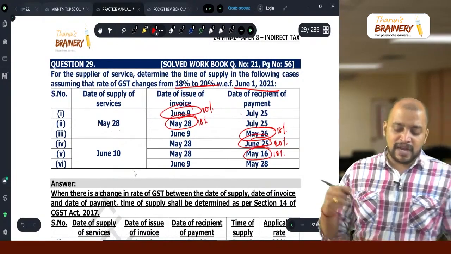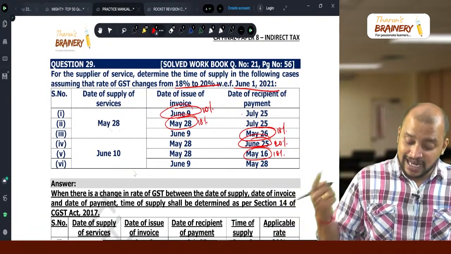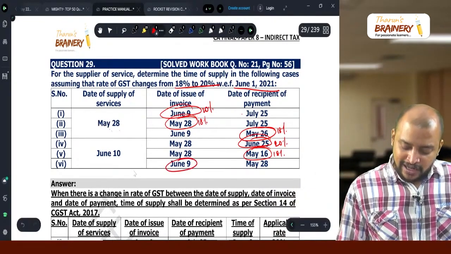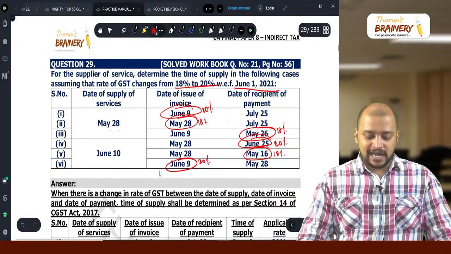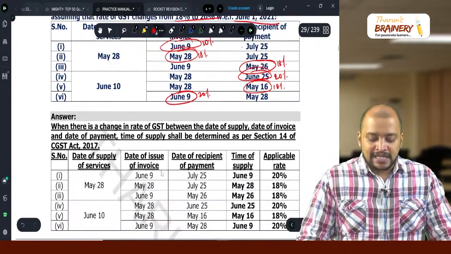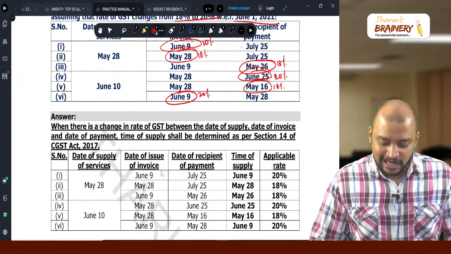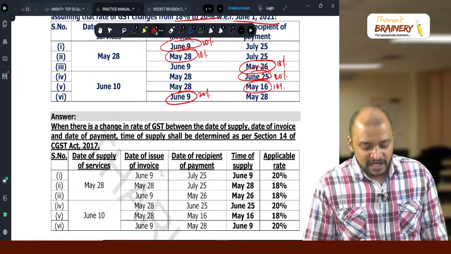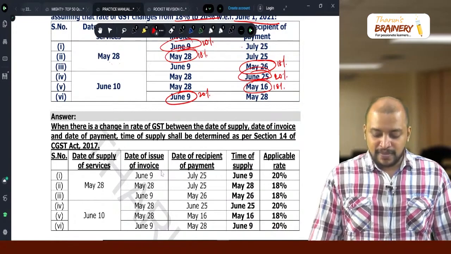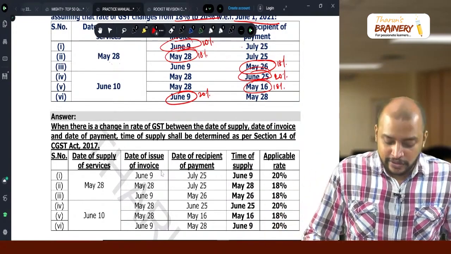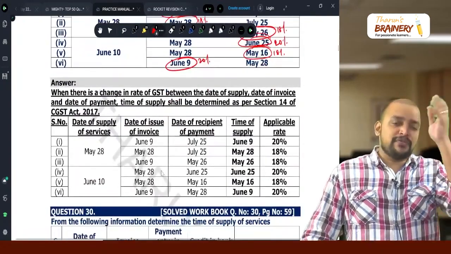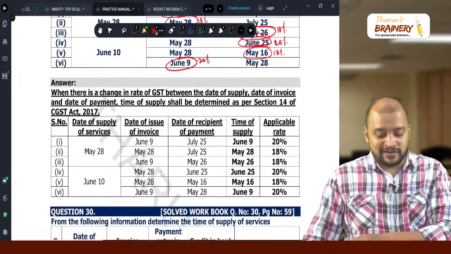Then June 9, May 28, one before, one after, whichever is later. June 9 is the later date. So 20% is relevant. Okay. First case, time of supply June 9. Second case, May 28. Third case, May 26. Fourth case, June 25. Next case, May 16. Last case, June 9. And the applicable rate of GST. So if you stick to the provision in your mind, you will be able to arrive at the answer for this.